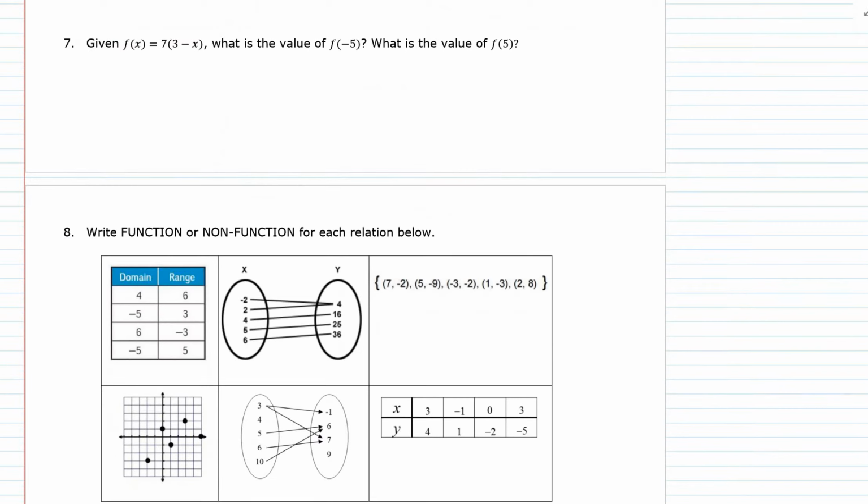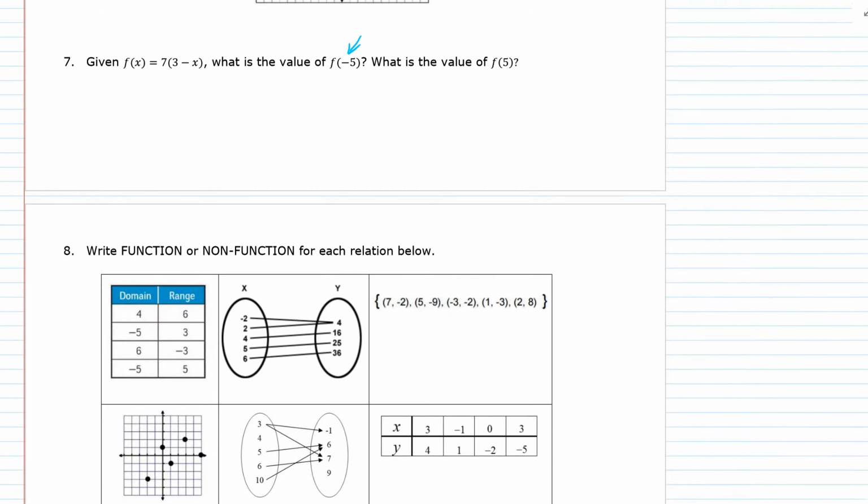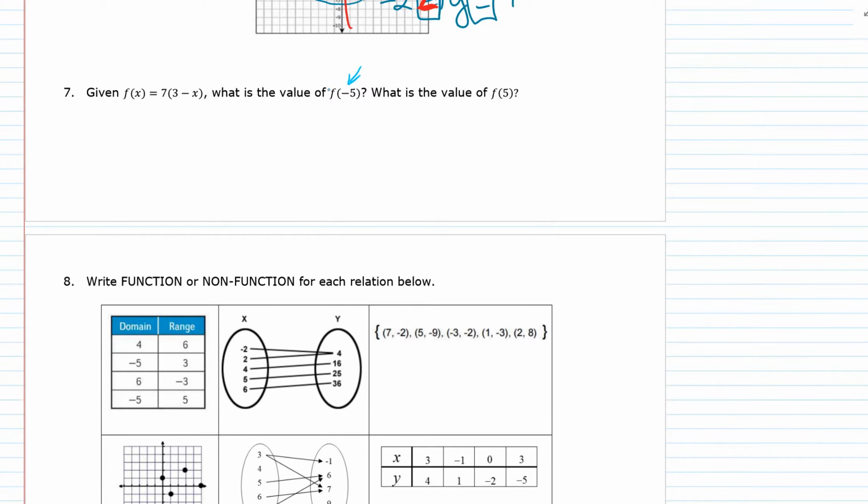All right, number 7, given f of x is equal to 7, parentheses 3 minus x, close parentheses, what is the value of f of -5? You should remember that the function notation normally has f of x, so since they've put a -5 where the x would be, that means x is equal to -5. So we plug that in to the equation, so it's 7 parentheses 3 minus, instead of x we put parentheses -5, close parentheses, 3 minus -5.